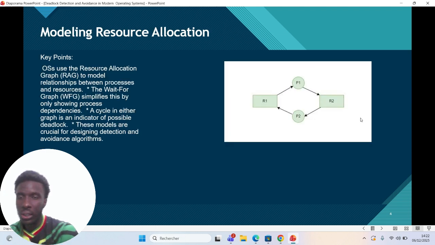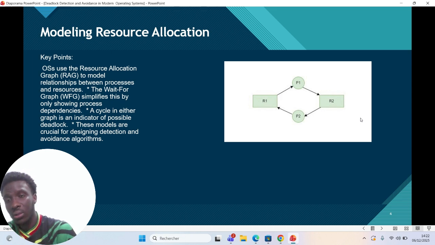And after, there is the modeling of resource allocation. So here there is the RAG, the resource allocation graph, which is used to model relations between processes and resources. And after, there are dependencies. A cycle in either graph is an indicator of possible deadlock. These models are critical for design, detection, and avoidance algorithms.